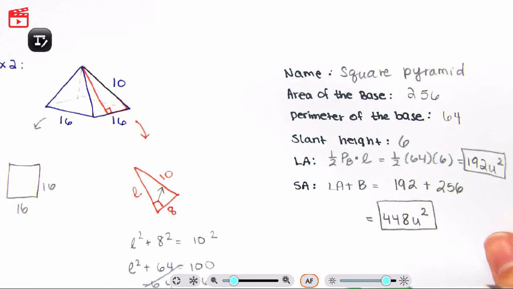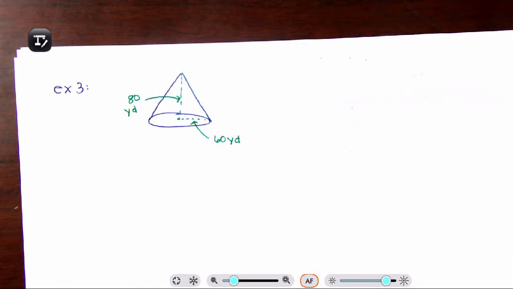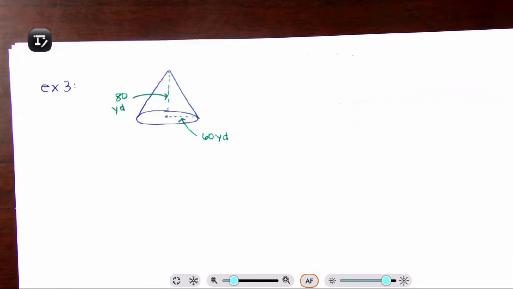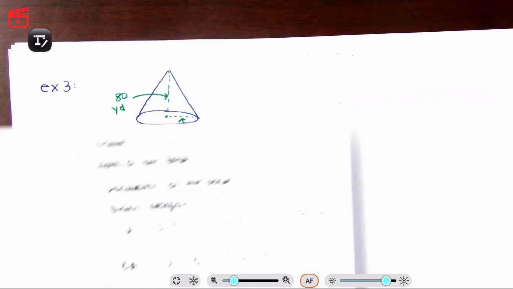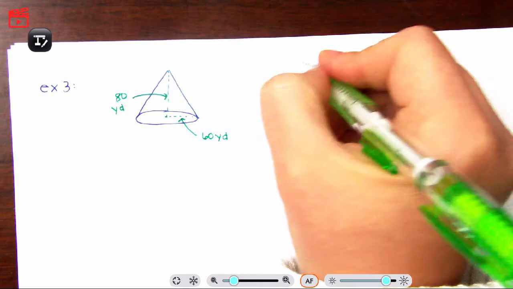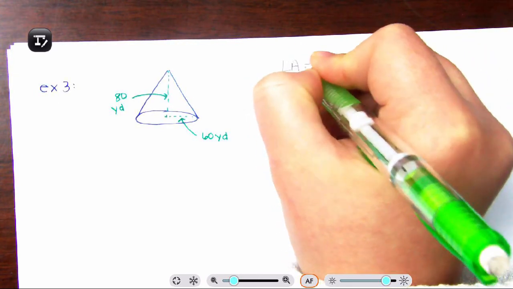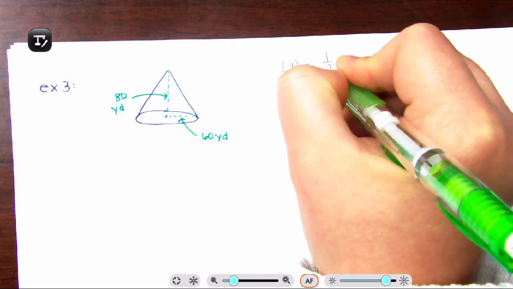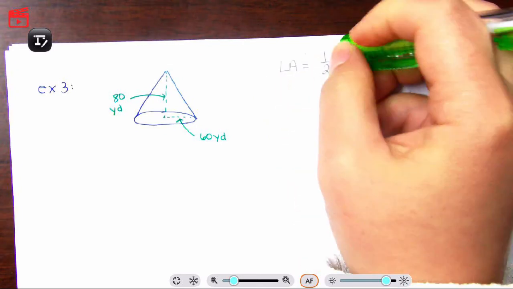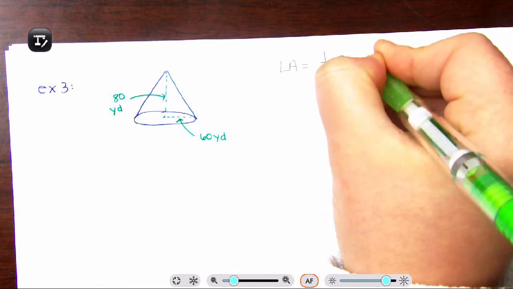All right, let's go ahead and continue. Now we're going to have an example of a cone. We're going to do exactly what we did here. We're going to have that information, but I'm going to show you a different way of organizing this. So first thing we want to find out is the lateral area. So lateral area is equal to 1/2 times the perimeter of the base times our slant height.